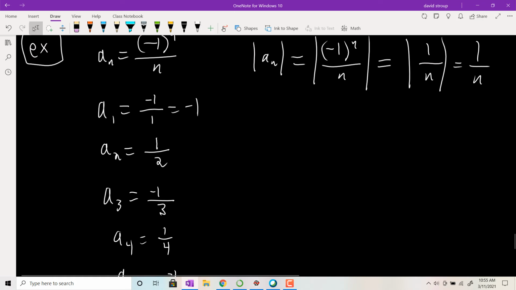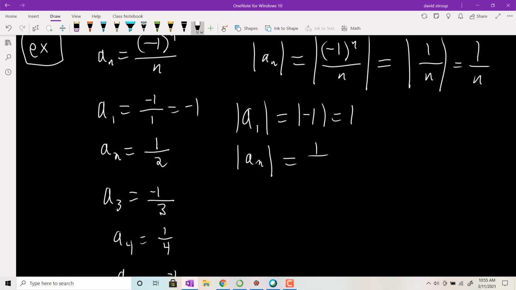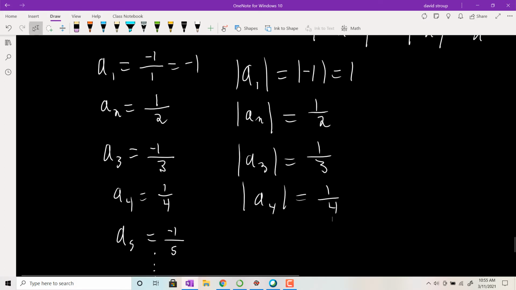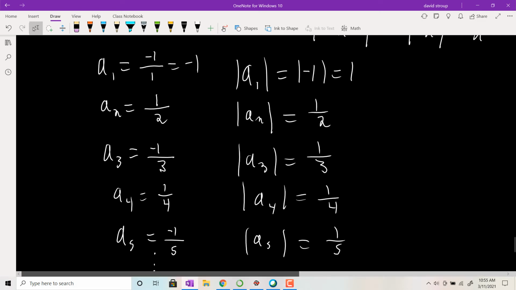Let's look at this thing. The absolute value of a sub 1 is the absolute value of negative 1, which will equal 1. The absolute value of a sub 2 is 1/2. The absolute value of a sub 3 is 1/3. The absolute value of a sub 4 is 1/4. The absolute value of a sub 5 is 1/5. And then finally compare that to b sub n.